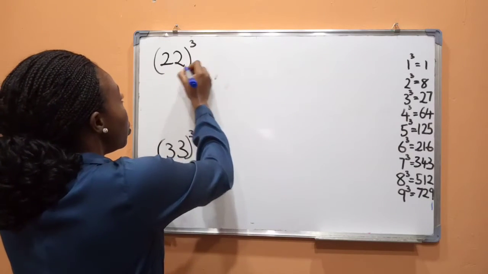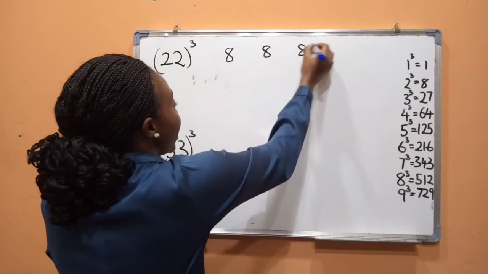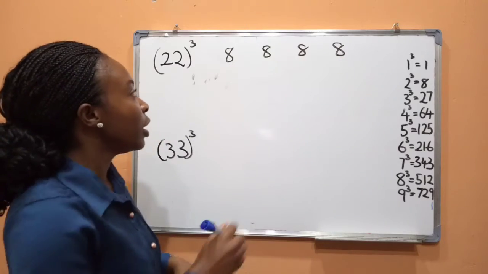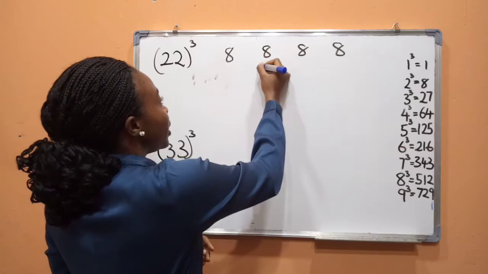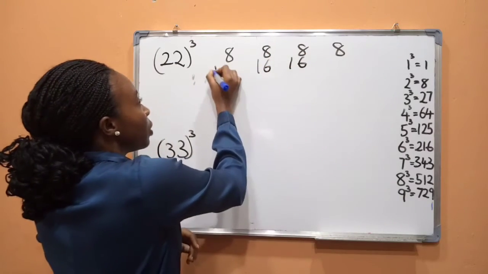The cube of 2 is 8. So we are going to write 8 4 times. 8, 8, 8, and 8. Now, when we do this, ignore the first and last number and then use 2 to multiply the second and third number. 2 times 8 gives us 16. 2 times 8 gives us 16. And you sum it up.